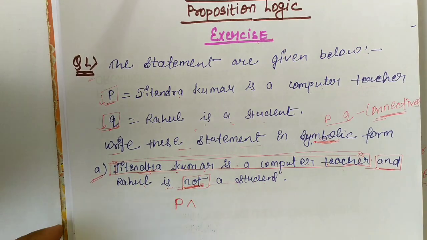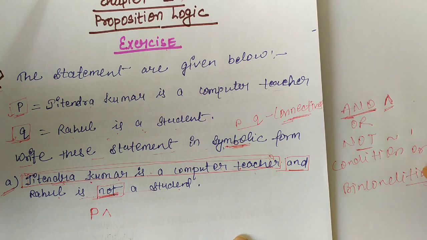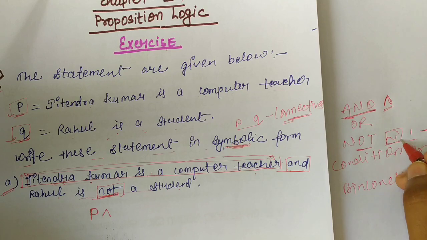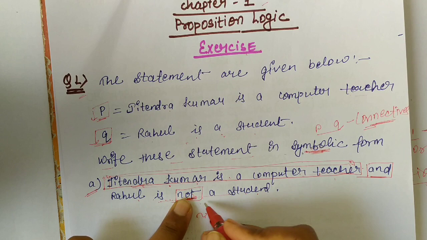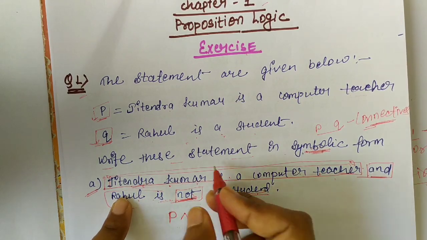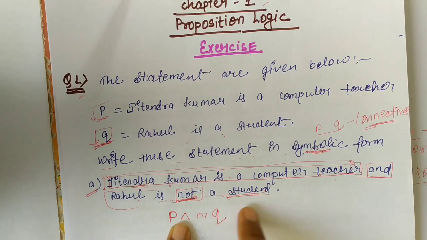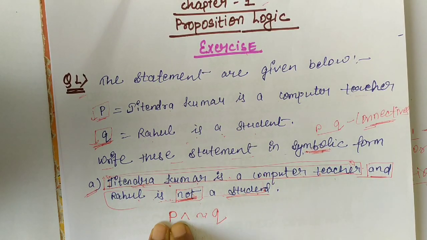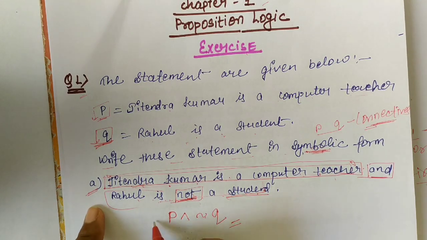So what is the symbol of not? The symbol of not is this sign, the dash sign or bar sign. We can use any one for not. I am using this not sign. Rahul is a student is indicated by Q, so we write not Q. So this is the symbolic form of: Jitendra Kumar is a computer teacher and Rahul is not a student. Clear? This is the answer.